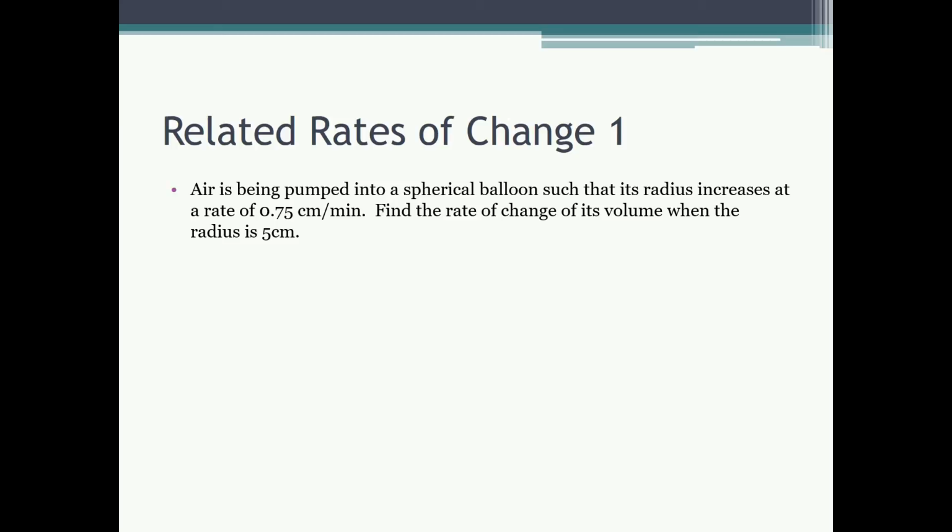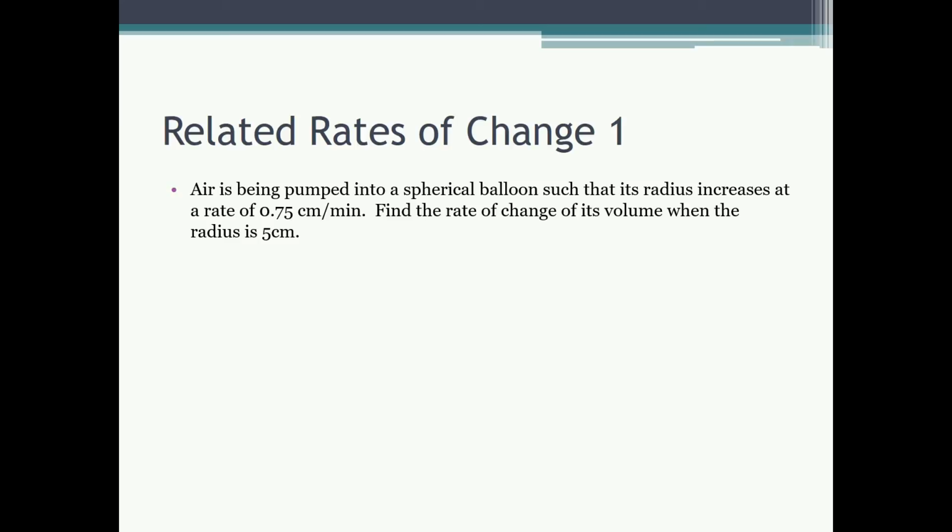So the radius, it says, is increasing at the rate of 0.75 centimetres per minute. What we want to do is find the rate of change of its volume when the radius is 5 centimetres. So as the balloon increases in size, the radius is increasing, and of course at the same time as the radius is increasing at its rate, which is 0.75 centimetres per minute, the volume will also be increasing, but it won't be increasing at 0.75, because there's not a direct relationship between those two variables.